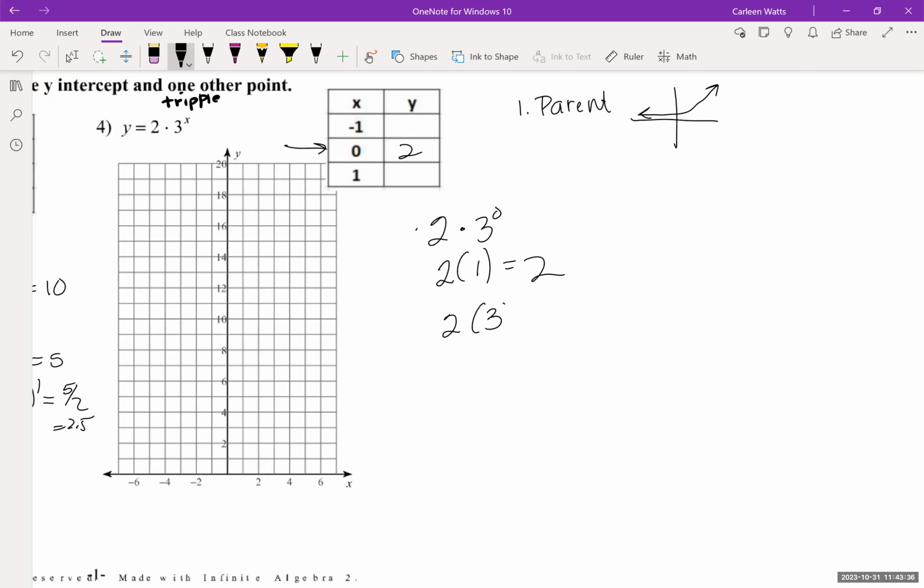2 times 3 to the 1st is going to be what? 6. 2 times 3 to the -1. What does the negative exponent do? Flips it. So it's going to be 2 times 1/3, which is 2/3. So we have -1 is 2/3. 0 is 2. 1 is 6. And we have an airplane going up.